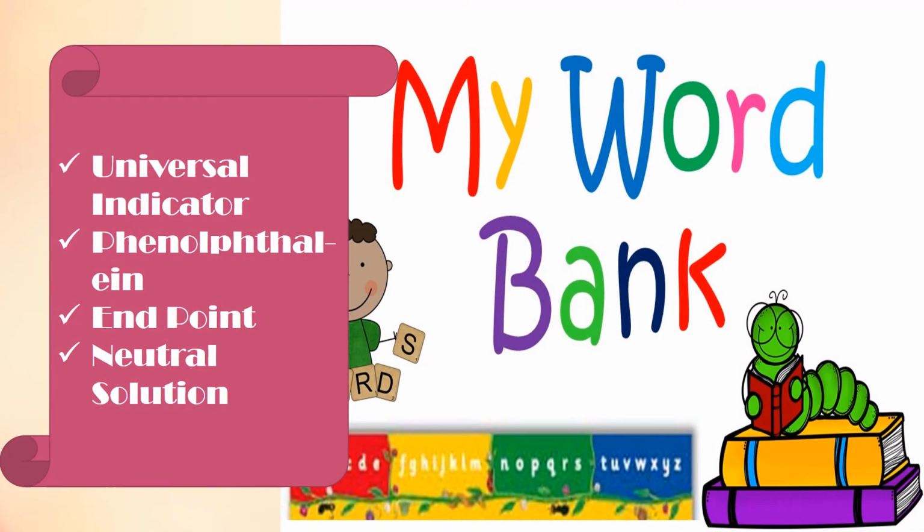Dear students, I hope you understand the lesson. We studied some new words today. You are required to find their meanings. Words are universal indicator, phenolphthalein, endpoint, neutral solution.